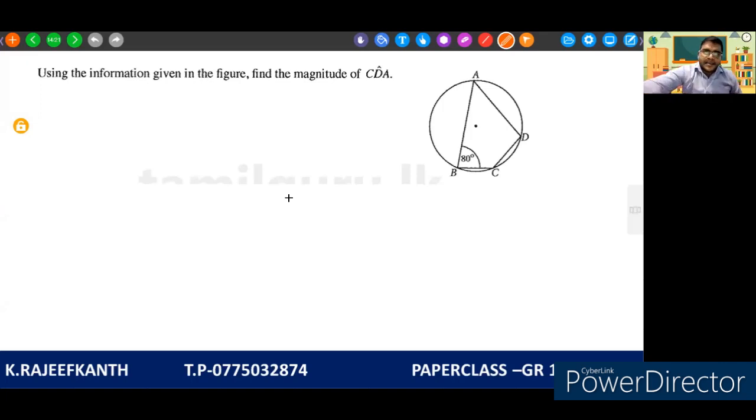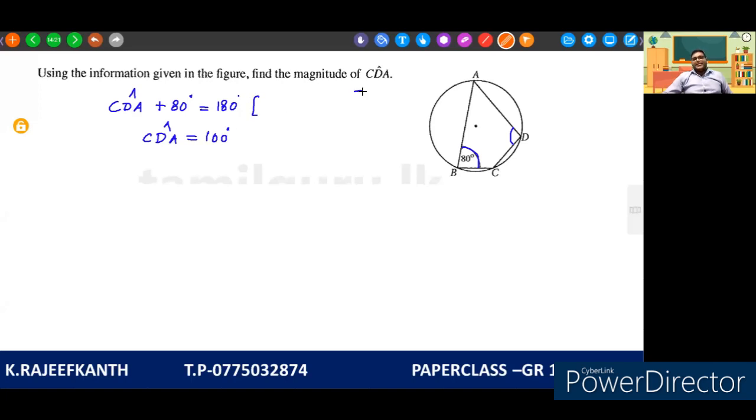Here, I already explained, in a cyclic quadrilateral, opposite angles are supplementary. Angle ABC and angle CDA are opposite angles of this cyclic quadrilateral. So the sum of these two angles should be equal to 180. So you have to write angle CDA plus 80 degrees is equal to 180. So angle CDA is equal to 180 minus 80, 100 degrees.